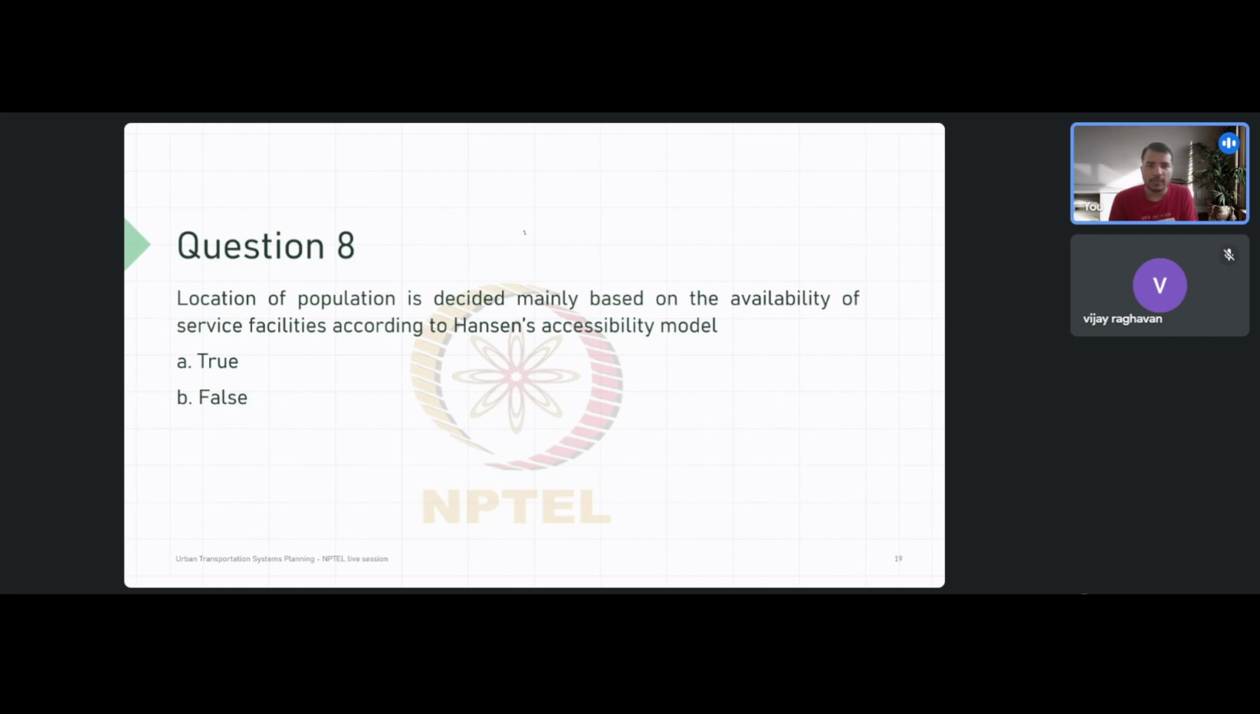So when we talk about Hansen's accessibility model, we take into account the employment. So here we need to determine location of population. They are saying based on the availability of service facilities. So no, this is not correct because in Hansen's model we consider the employment and then only we can determine whether the employment opportunities are there, and based on the employment opportunity, where the population will be residing around it. That is Hansen's accessibility model.